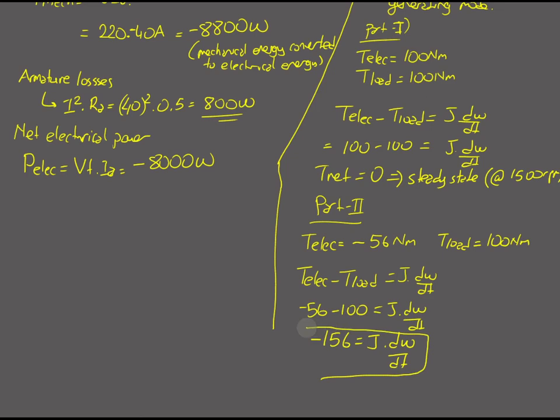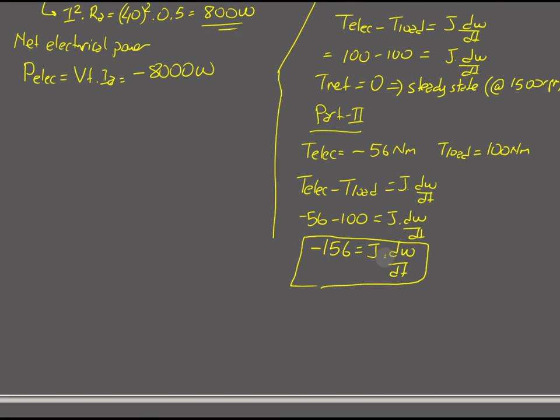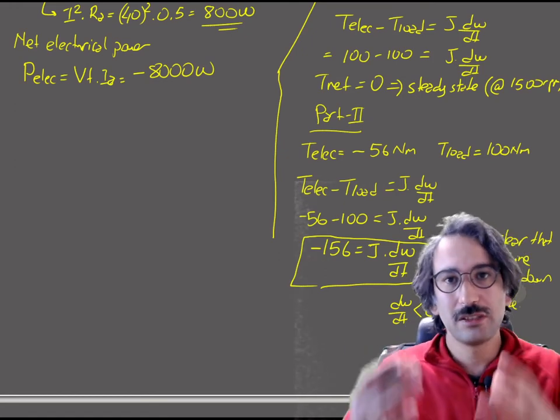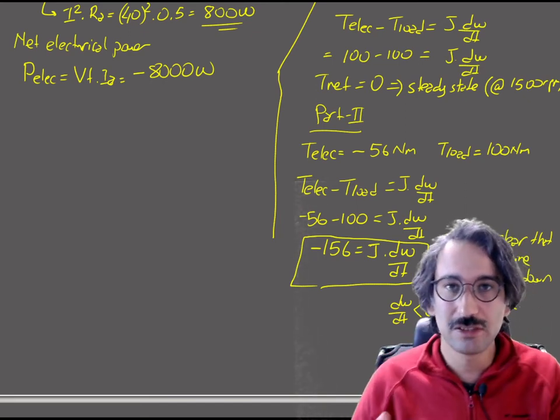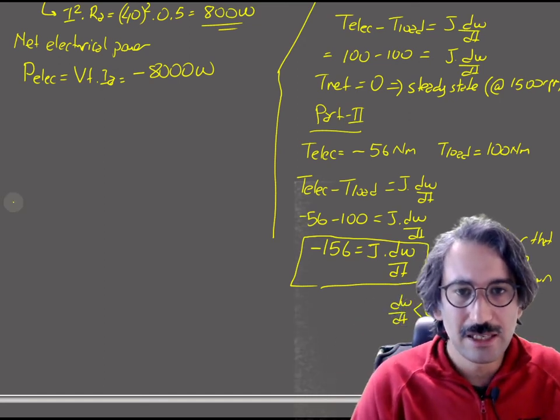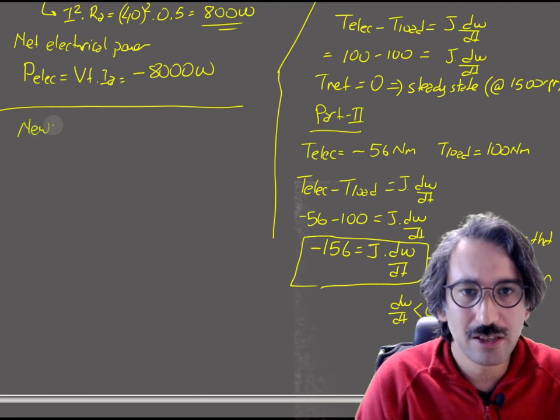Of course, we don't know the inertia, but from here it is clear that our machine will slow down, because it is negative. Inertia is always positive, so d omega over dt less than zero means it will decelerate. Speed is going down. We have the 100 Newton meter mechanical load, and on top of that our machine is also converting kinetic energy to electrical energy, so our system will start slowing down. And what will happen as it slows down? Let me write it here: new steady state.